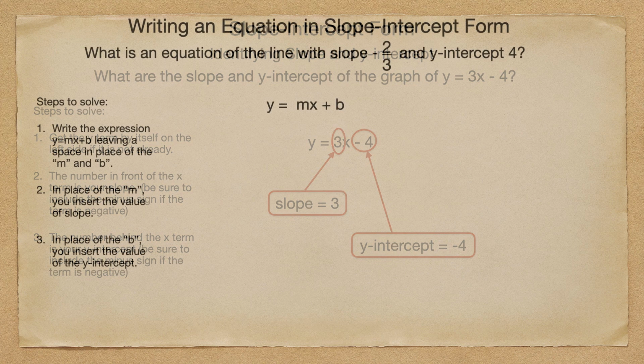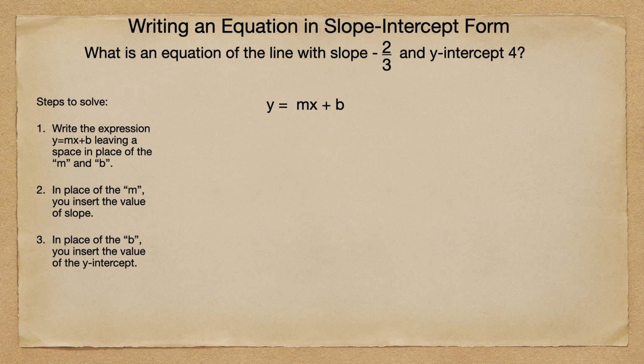Now let's look at when we are writing an equation in slope-intercept form when we are given the slope and the y-intercept. We're going to write the expression y equals mx plus b, leaving a space in place of the m and the b. In place of the m, we will insert the value of the slope. The slope being negative 2/3, we'll put negative 2/3 in front of the x.